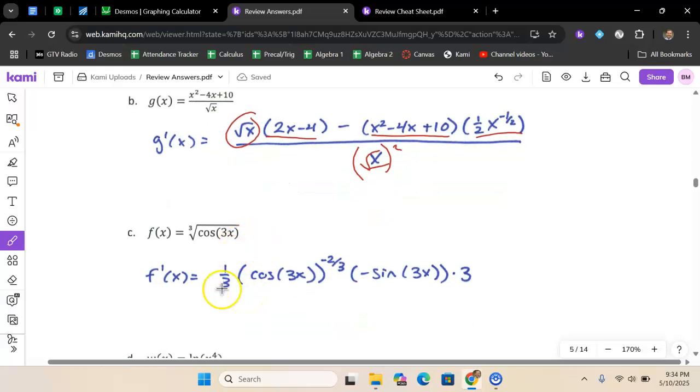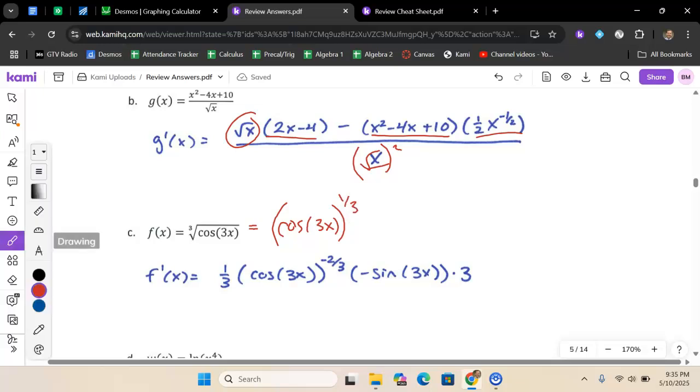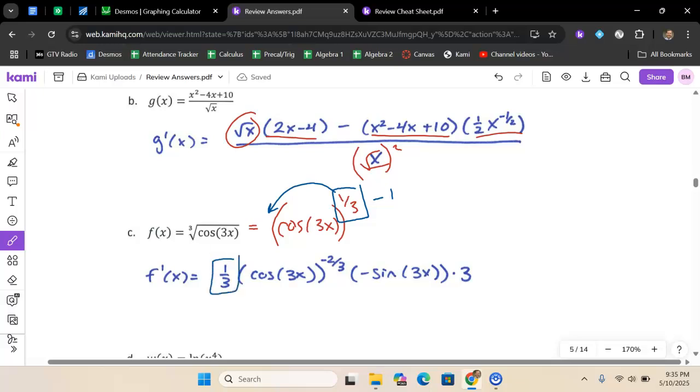You also have the chain rule. So if I were doing C, the first thing I would do is rewrite this as the cosine of 3x to the 1/3 power. And then remember, when you have a chain, you're doing the outside first and keeping everything inside the same, and then you just work your way inside. So the first thing I'm going to do is the rule for a power, which is multiply that down, subtract 1. So that's going to give me these two things, but notice that cosine 3x stayed the same.